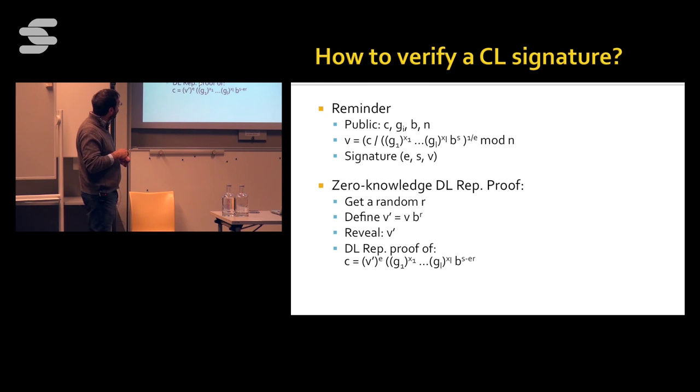And now what I note is the following. If I rewrite all this, I can show to you mathematically that this would be equivalent to saying that C is equal to V prime to the E, G1 to the X1 all the way to GL to the XL, B to the S minus ER.